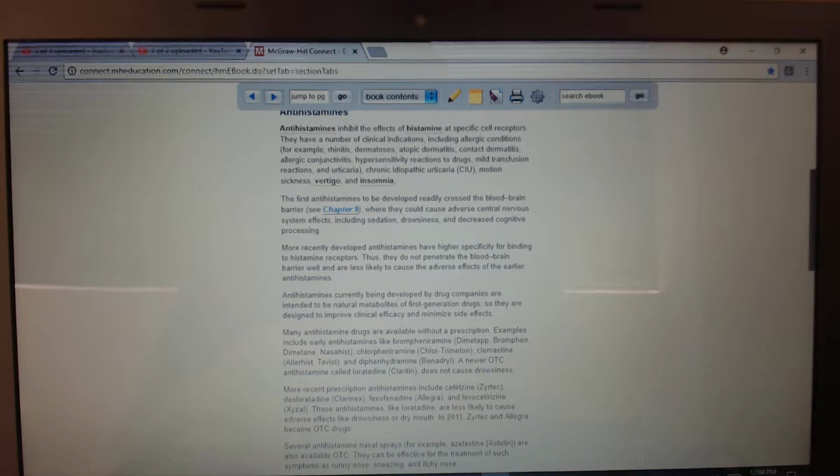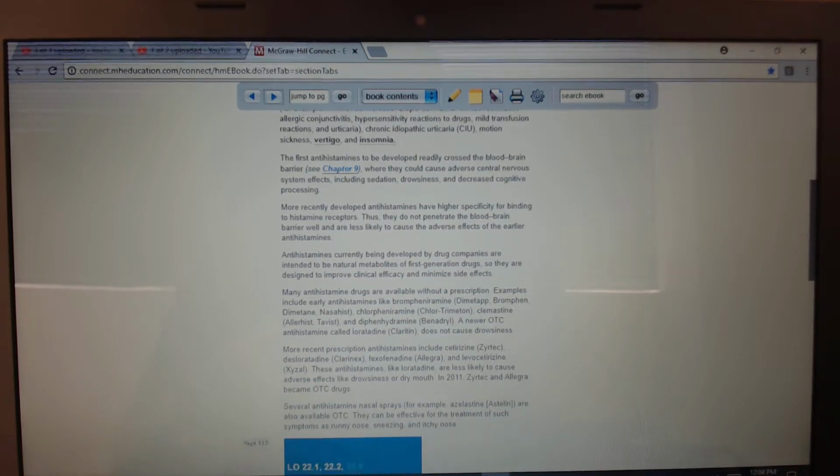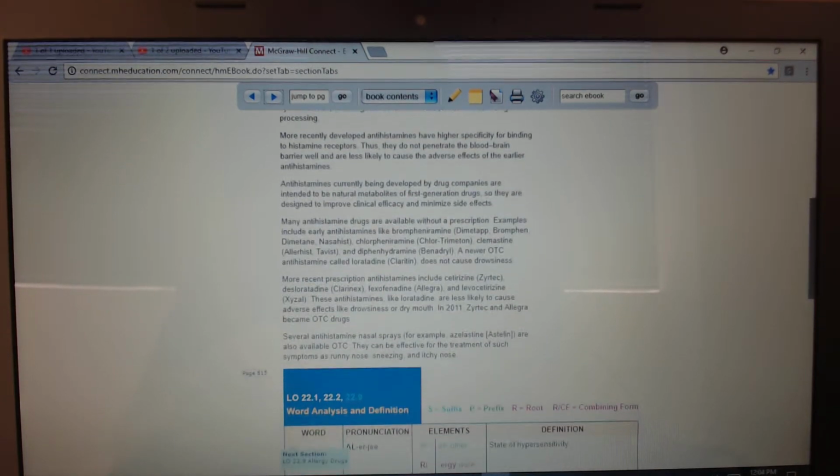The first antihistamines to be developed readily crossed the blood-brain barrier, where they could cause adverse central nervous system effects, including sedation, drowsiness, and decreased cognitive processing. More recently developed antihistamines have a higher specificity for binding to histamine receptors, thus they do not penetrate the blood-brain barrier well and are less likely to cause the adverse effects of the earlier antihistamines.